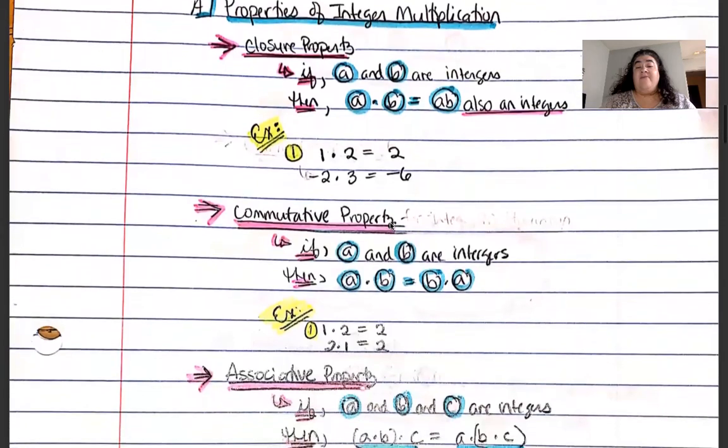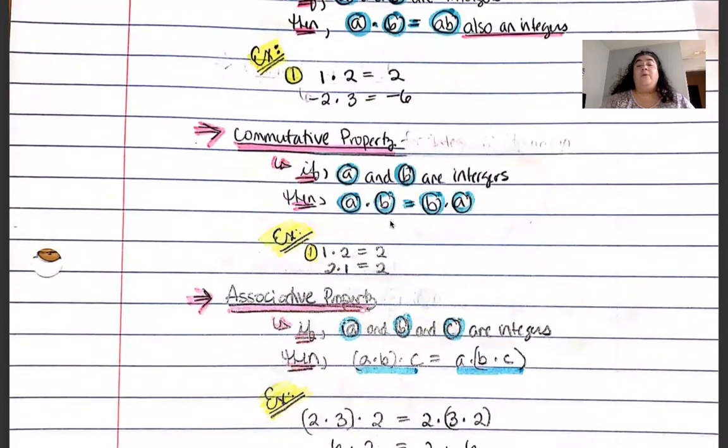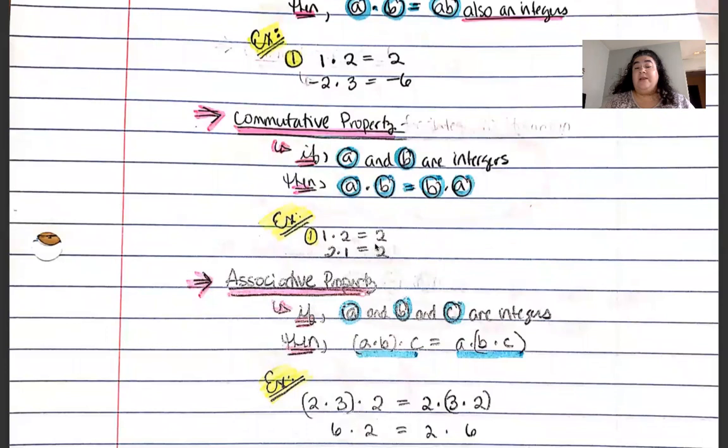We also have the commutative property, which states that if A and B are integers, then their order, whether I multiply them first A and then B, or first B and then A, does not affect their answer. Like in addition, order does not affect the product when multiplying. That's what the commutative property is saying. And sure enough, 1 times 2 will give us 2, and 2 times 1 will also give us 2. Order does not affect the product.